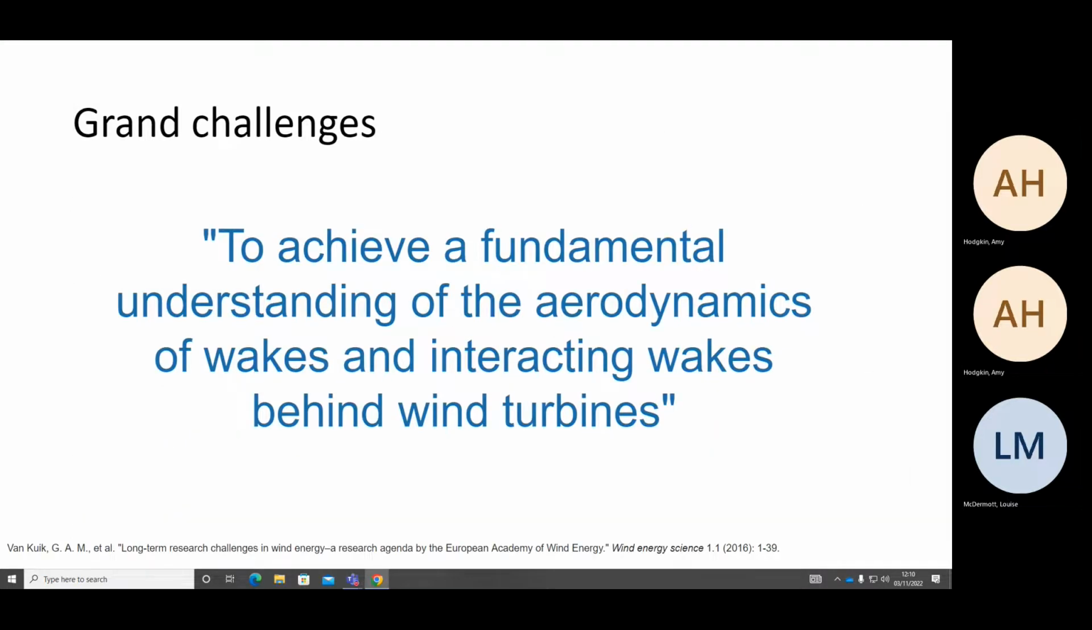One of the grand challenges in wind energy is to achieve a fundamental understanding of the aerodynamics of wakes and interacting wakes behind wind turbines. So we want to know how the wake interacts with the atmospheric boundary layer, like how is the stability affected by different inflow conditions. Also, how does the near wake transition into the far wake? Another grand challenge as well as this is to improve wind and turbulence modeling. So understanding the wind flow patterns, how vortices, streaks, gusts are generated, how they decay, and what coherent structures are relevant to wind energy.